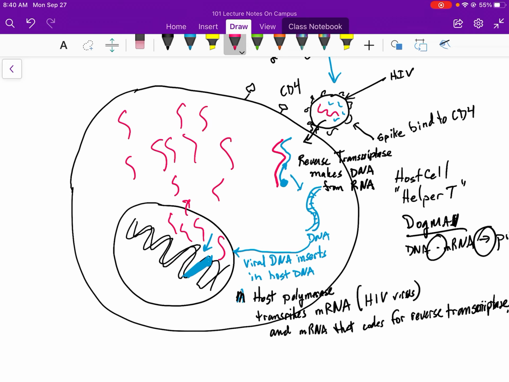And then what you also have is some of these products get translated through the use of ribosomes. Reverse transcriptase gets made out there as well, and I'll put that out there as these little balls. So that is, you get reverse transcriptase, right, and this stuff out here is of course viral.